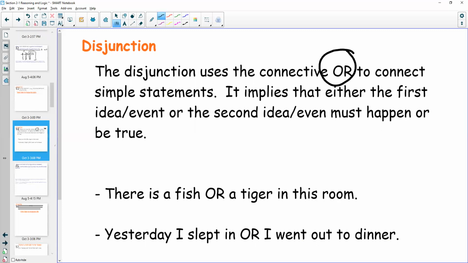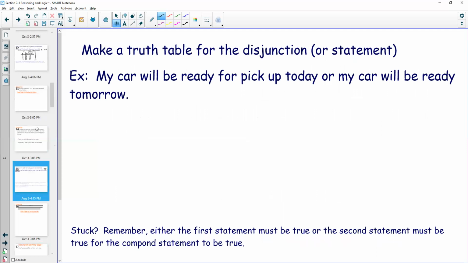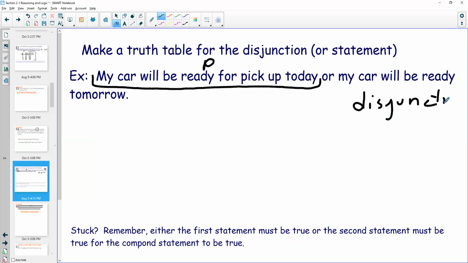So let's make the truth table for that. My car will be ready for pickup today, or my car will be ready tomorrow. So let's set up our P and Q. The first statement, all the way to the or, is P: my car will be ready for pickup today. Or, the symbol we use for disjunction, for or, is the opposite of and. It's a right side up V. So we're going to use or. My car will be ready tomorrow. We'll call that Q, okay?